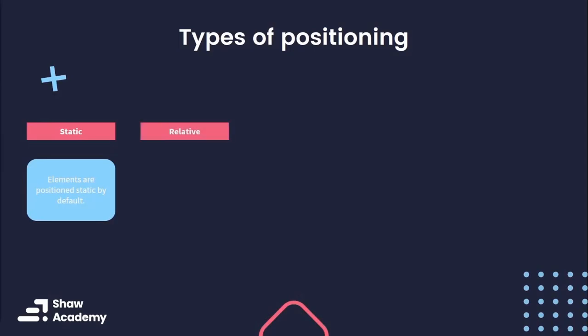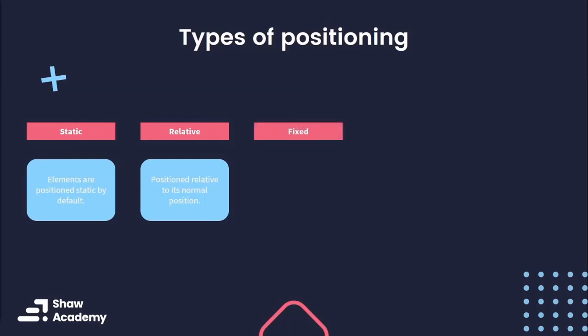Next, we have relative, and relative is basically position relative to its normal position. So if we wanted to offset an element from its original position, which would be static, and we wanted to offset it by, say, 20 pixels or 10% or 20%, we can do so using the relative type or the relative approach.